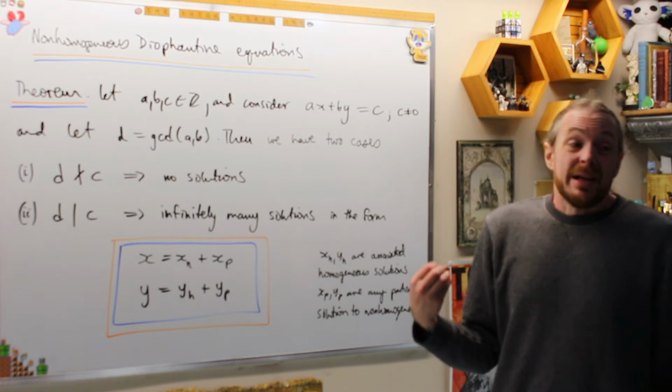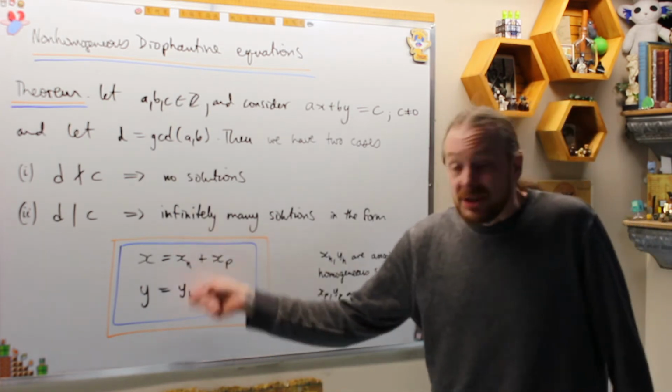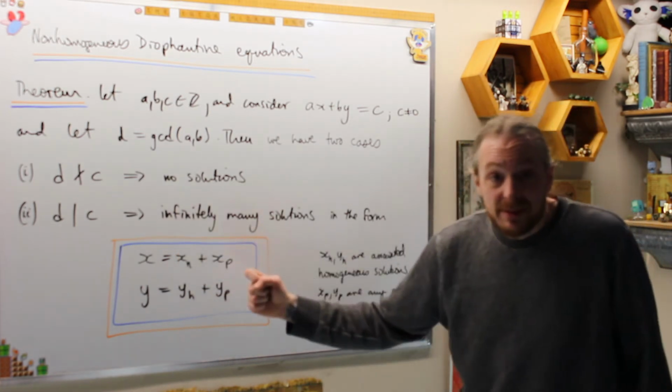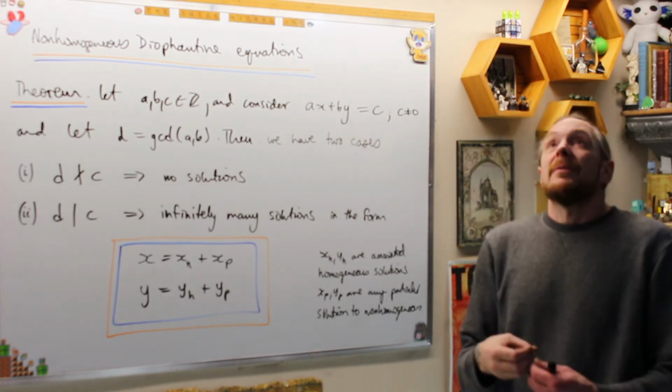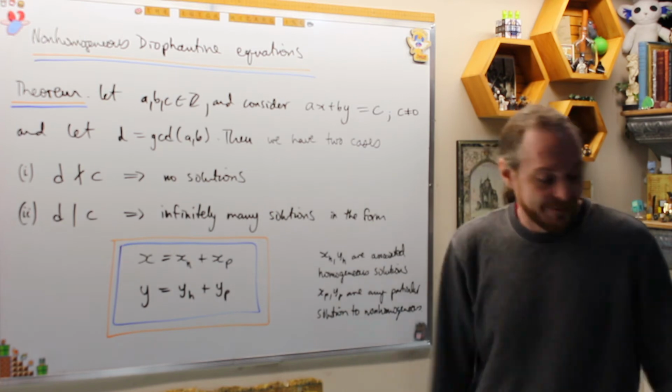What do you have to do? You have to do two battles. You have to find the homogeneous solution and any particular solution to these non-homogeneous Diophantine equations, and then you will have the general solution. Let's get at that.